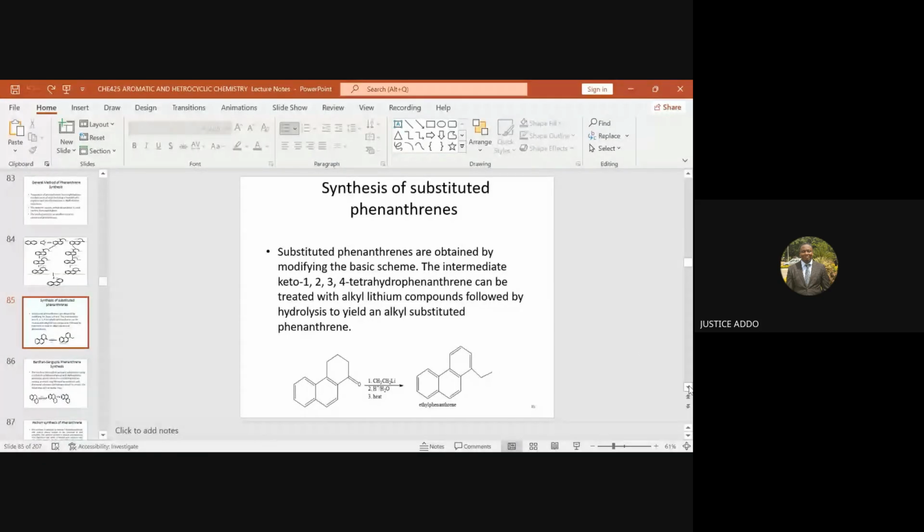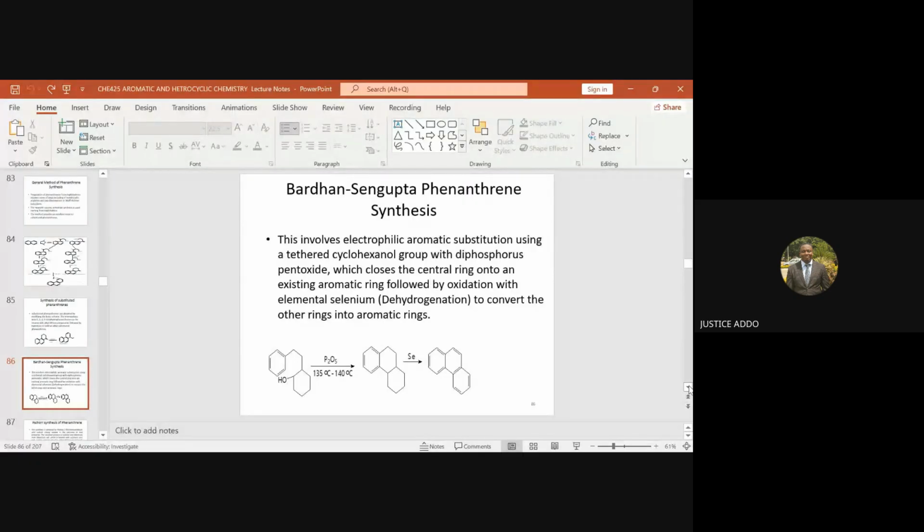So this is another method, the Bardhan-Sengupta phenanthrene synthesis. Some of the names are after those who really developed those methods. So there are a number of them. And even beyond this course, there are other methods we've not even mentioned here.